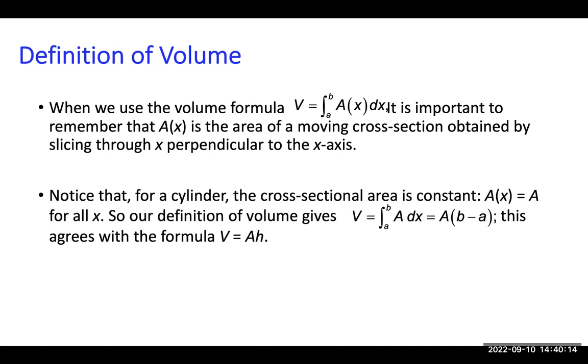For the cylinder, the cross-sectional area A of x is going to be constantly equal to A of x. So there's going to be a formula that we need to figure out. What is the formula for the area? Meaning that even though the area is going to be changing, the formula for the area is going to be the same across. Okay, so let's go ahead and figure out how we're going to do that.